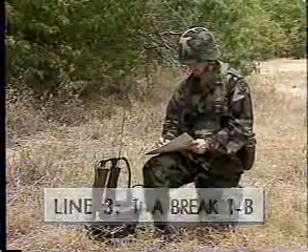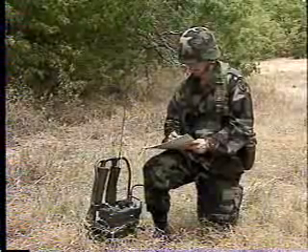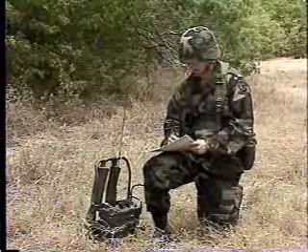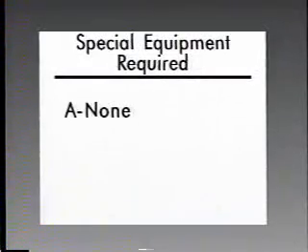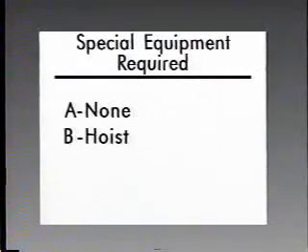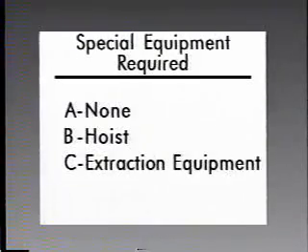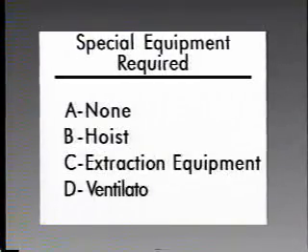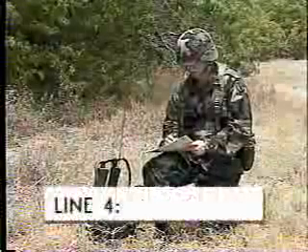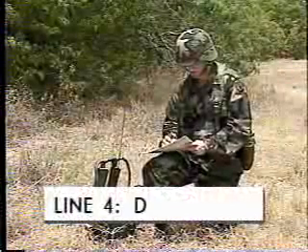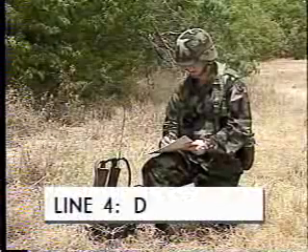So that any special equipment required can be placed on board the evacuation vehicle before it leaves the unit, encrypt the appropriate brevity codes. Alpha, none; Bravo, hoist; Charlie, extraction equipment; Delta, ventilator. The code Delta on line 4 indicates that a ventilator is required.